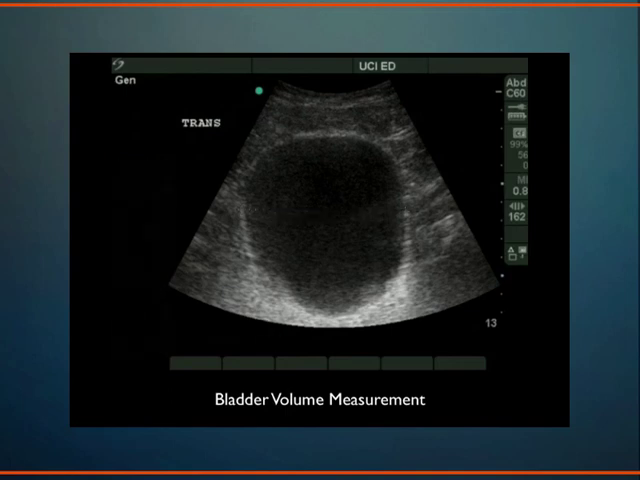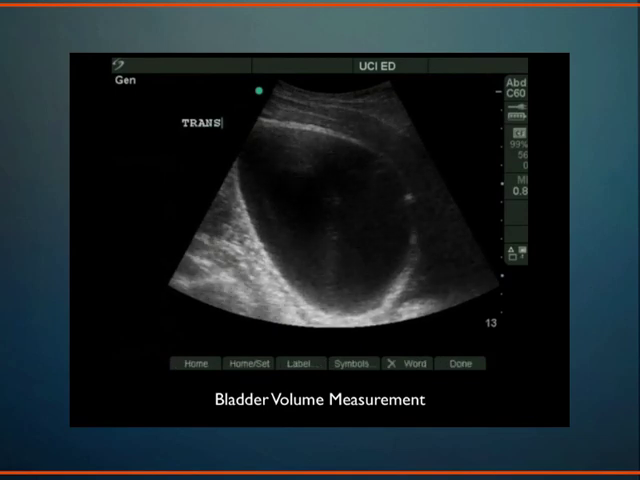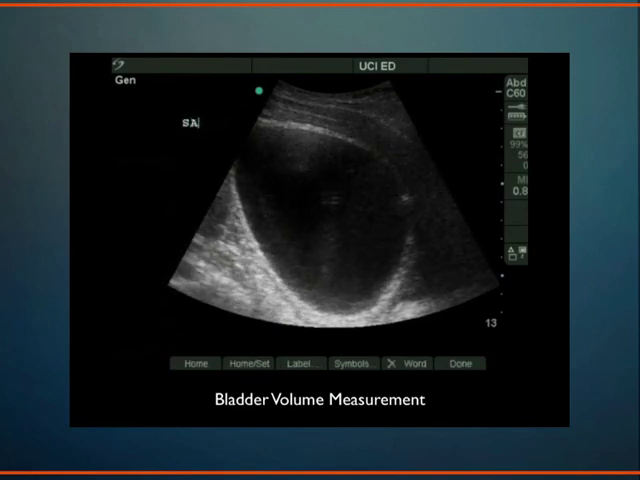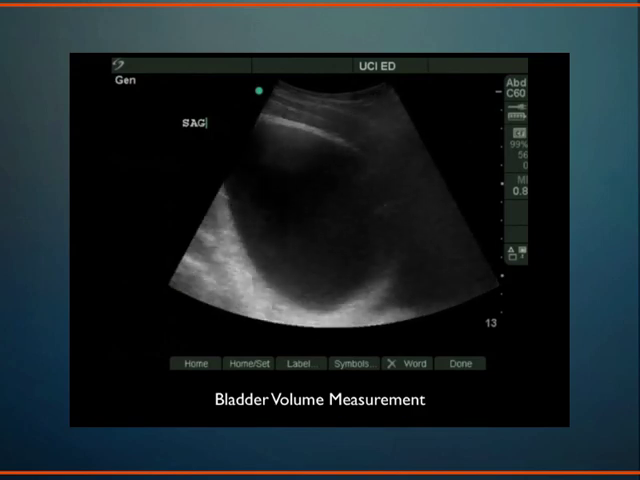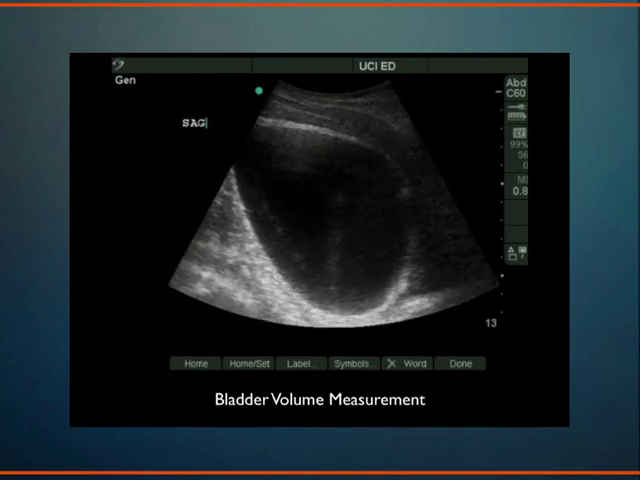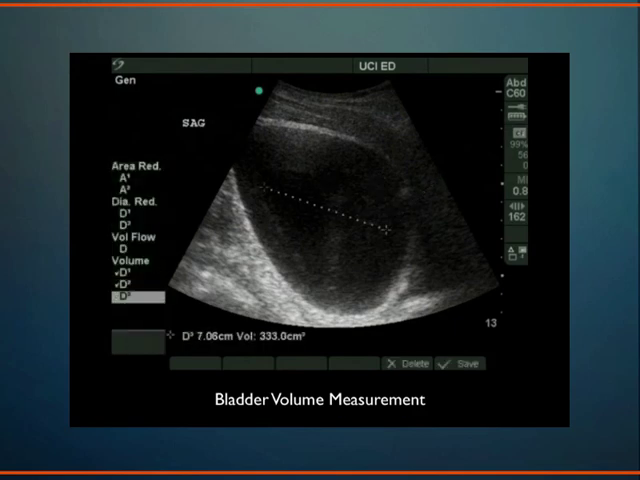Then we change the plane from transverse. We unfreeze the machine, and we move the probe into a sagittal plane, where now we have the length of the bladder here. So those are the three dimensions: height, width, and length. And you can enter these into some machines, or you can just multiply these values to each other, and you should estimate the bladder volume that way. Questions about that? This one had like 437 cc's in it.